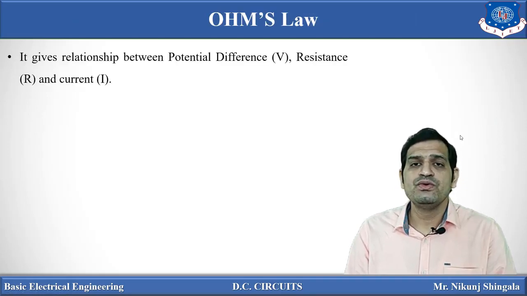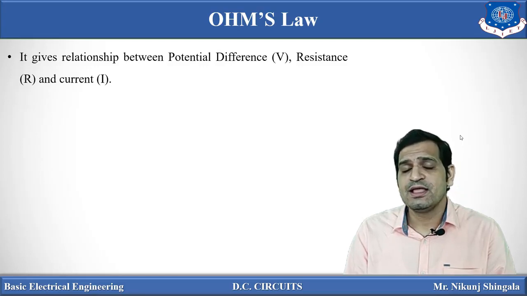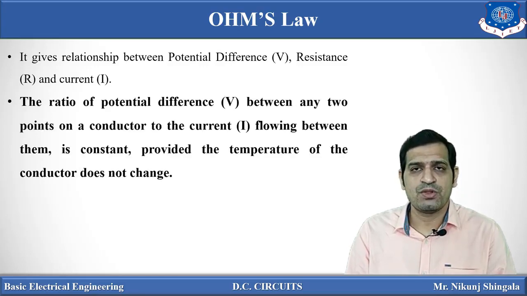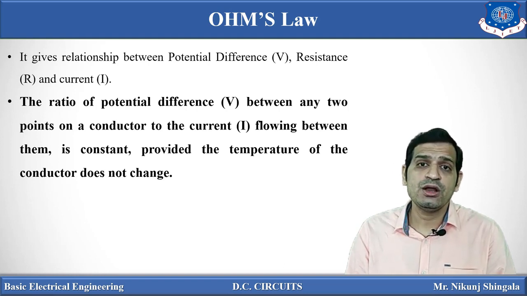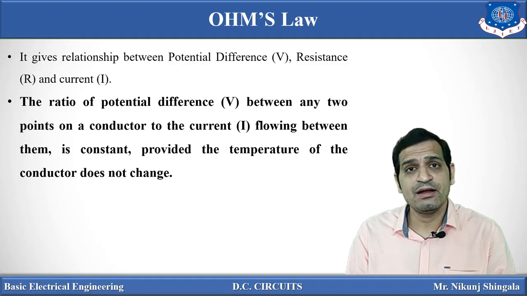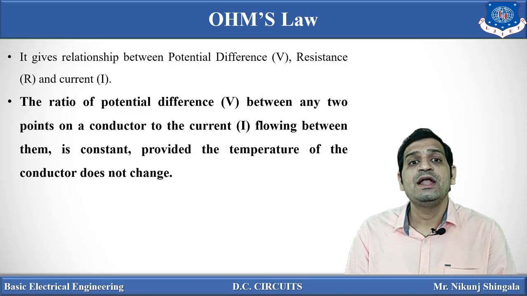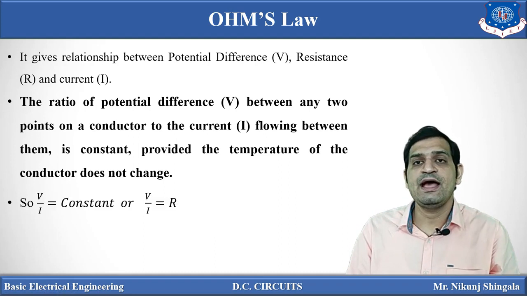Basically, Ohm's law is used to give the relationship between voltage, resistance and current. It is used to find the voltage drop across the resistor, across any element in an electric circuit. Now, what is the statement of Ohm's law? It states that the ratio of potential difference V between any 2 points of the conductor to the current I flowing between those 2 points is constant, but under a certain condition. And the condition is what? The temperature of the conductor does not change. So the ratio of V and I is equal to a constant.